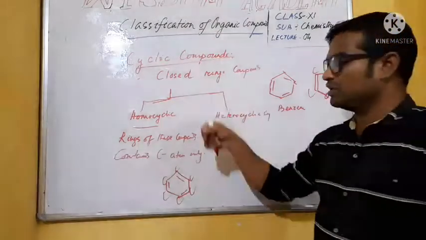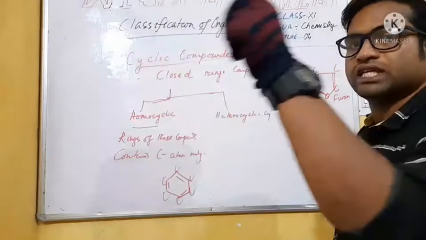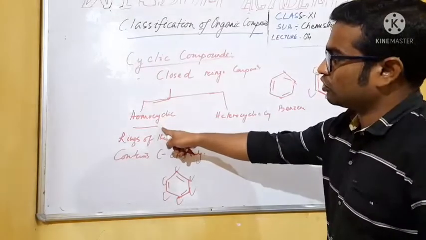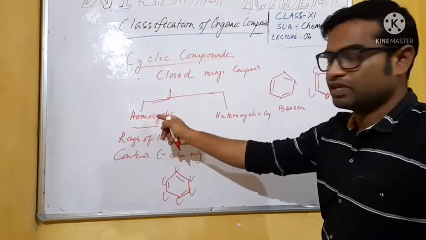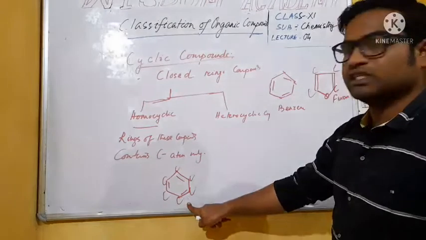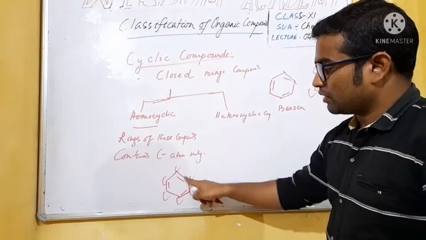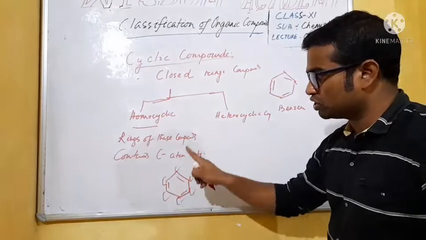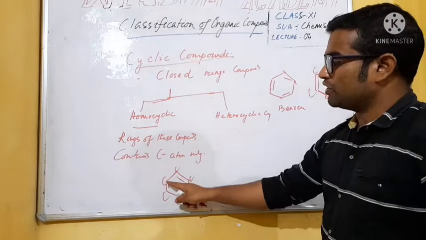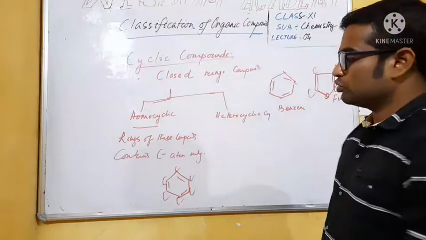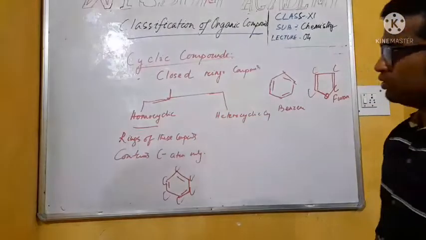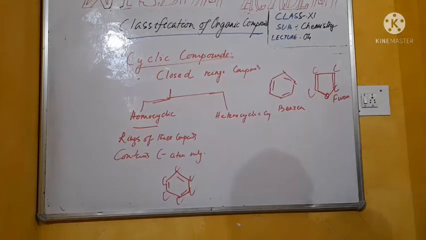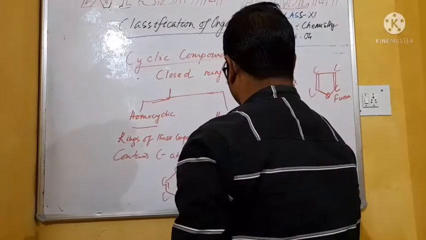Student, homo means same. The ring compound which contains the same type of atom only is known as homocyclic. Suppose benzene: all atoms are carbon, the same type of atom is present in this cyclic compound. Benzene is a closed compound where only carbon atoms are present. So this is known as homocyclic because the same type of atoms are present. In heterocyclic, you can give furan as an example.